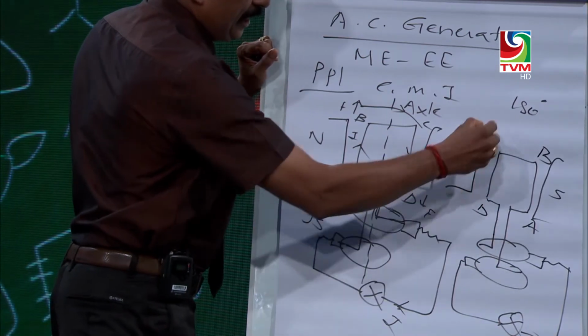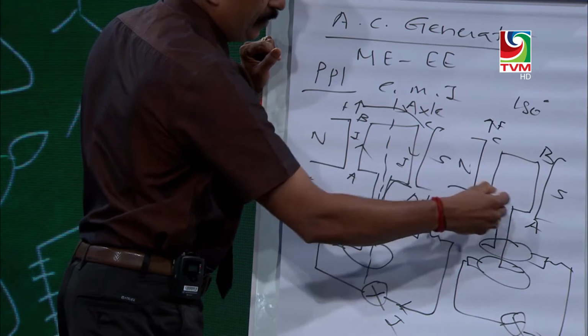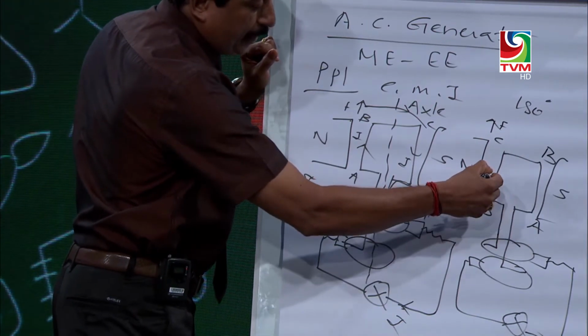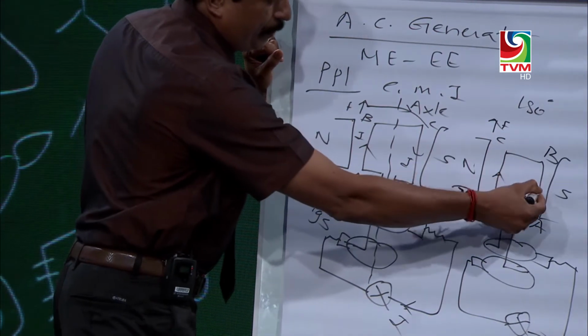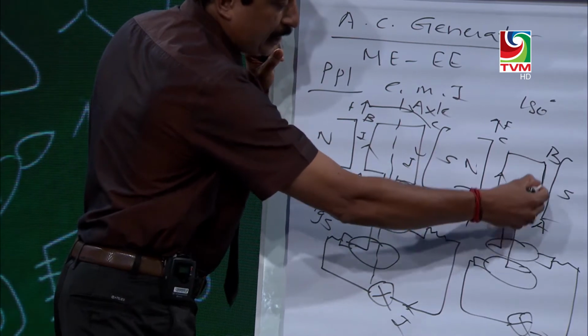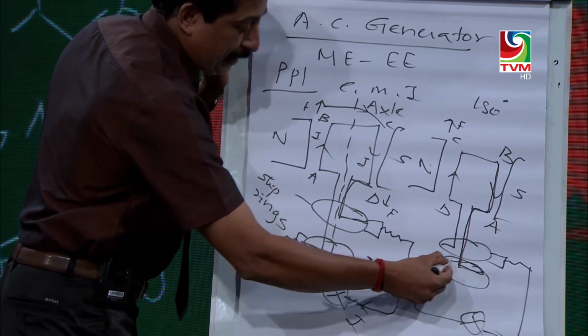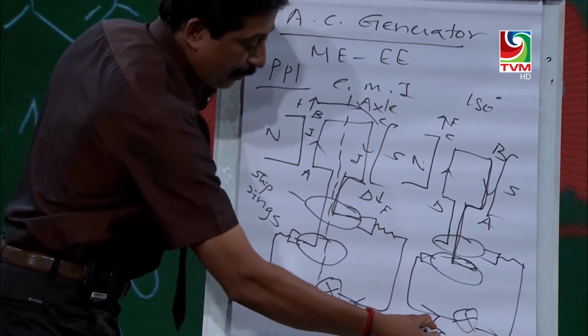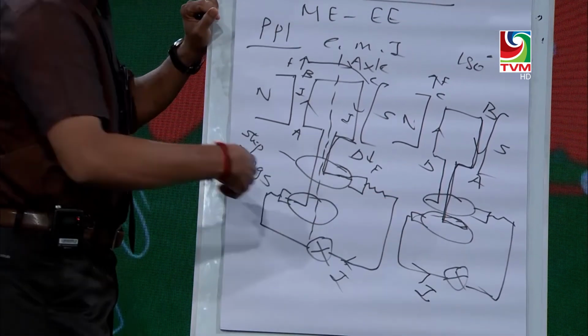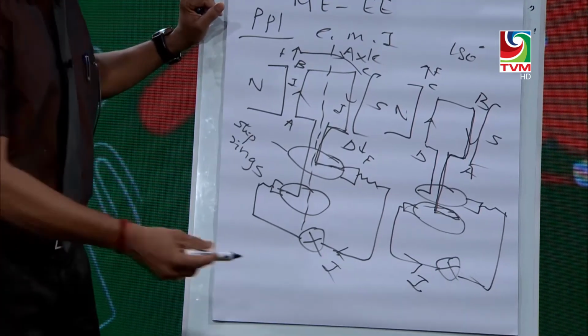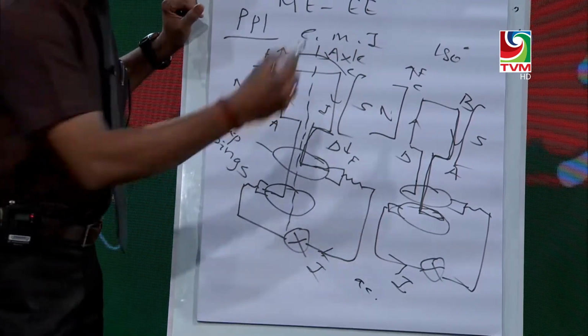Now again there is an upward force, and it is rotating in the same direction. Now the current is from D to C and from B to A. This current flows through the slip rings and the external circuit. So the current flows in two directions, that is AC. You are getting AC here.